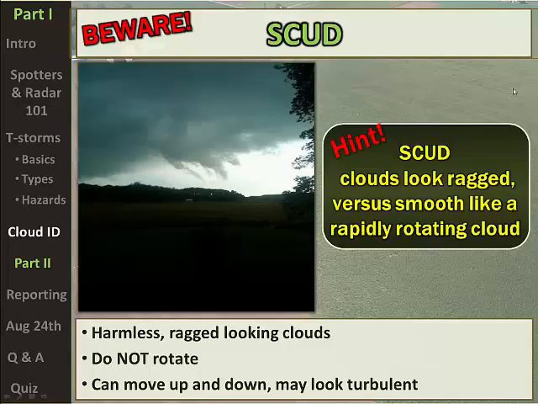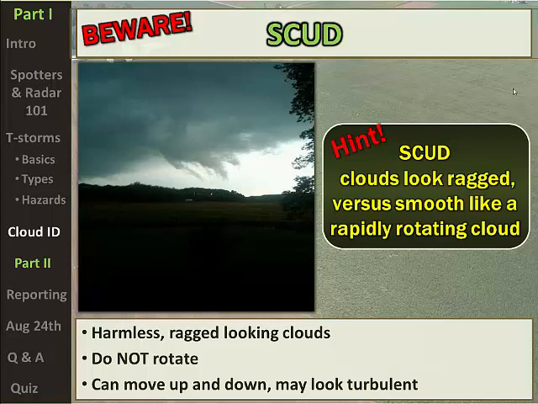And the last cloud that we're going to talk about is scud cloud, which really stands for stratocumulus under deck. Now scud clouds look ragged, they can look turbulent at times and very ominous. And unlike what we saw with funnel clouds and tornadoes when they had that smooth appearance, these will look more ragged looking, and they won't have the evidence of rotation. They can move up and down very quickly, indicating that turbulence.